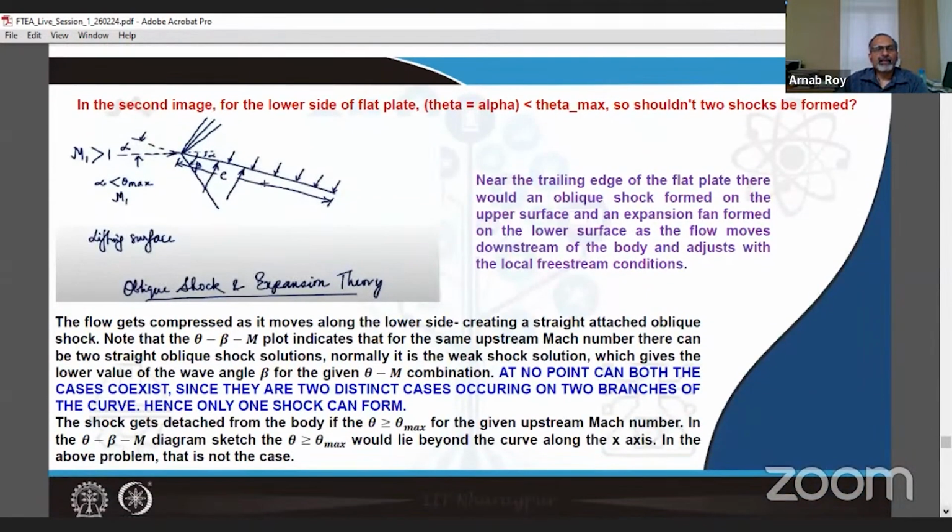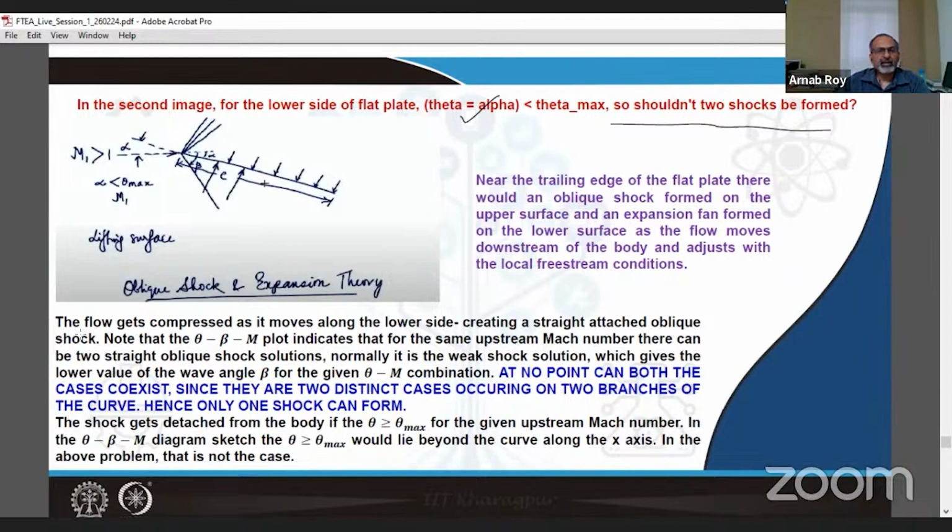So in the second image, for the lower side of the flat plate, since theta, which is equal to alpha, that is the angle of attack, is less than theta max, shouldn't two shocks be formed? That's the question.